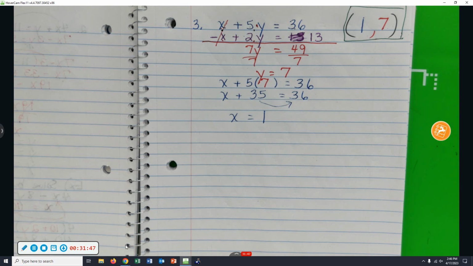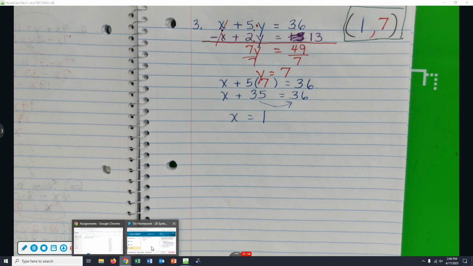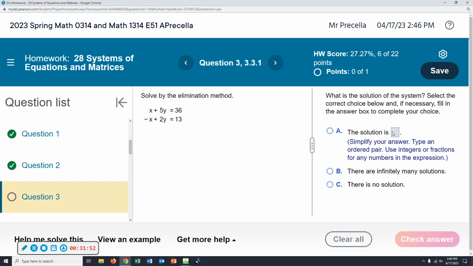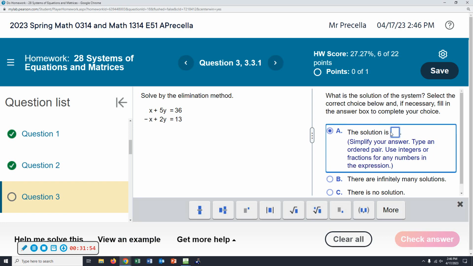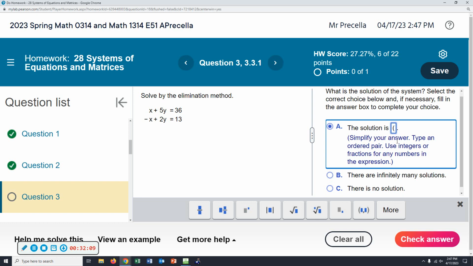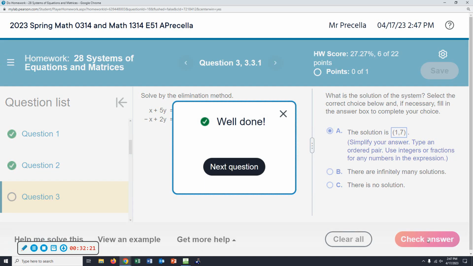Come over here and write that one in. If all our work had just reduced down to 0 on one side and 0 on the other, we would have said infinitely many. If we had wound up with a 0 on one side and some number other than 0 on the other, then you would have said no solution. So 1, 7, close parentheses, and check the answer.